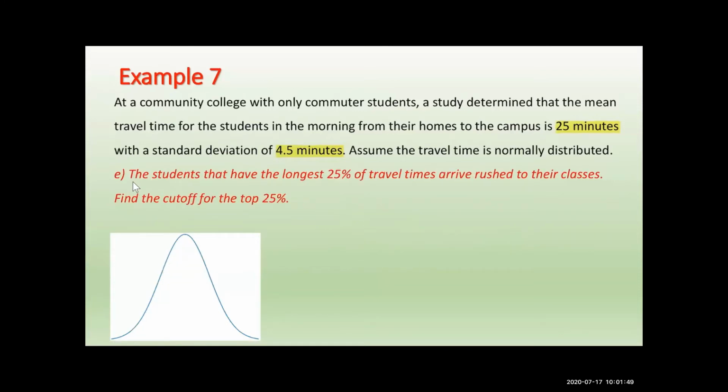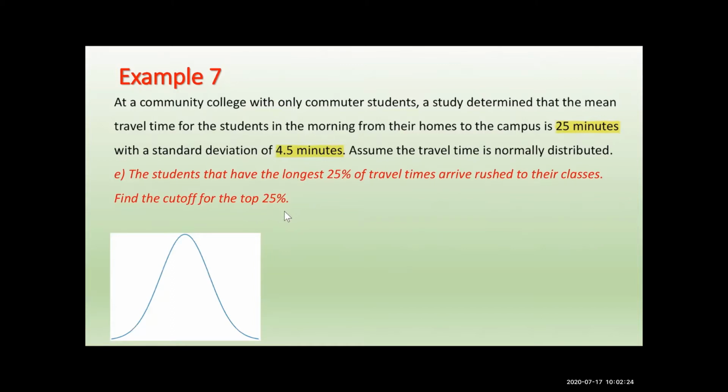Here is our E. Same problem, but let's see what is asked here. We have to find the cutoff score for the top 25%. They said the students that have the longest 25% of the travel time rush to their class, which is true if they take the longer time, and they start at the same time, they have to rush a little bit. So we have to find that cutoff score for the top 25%.